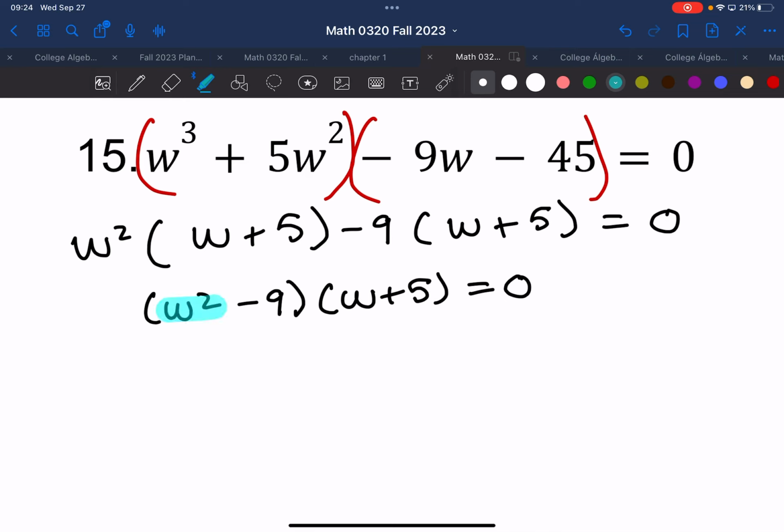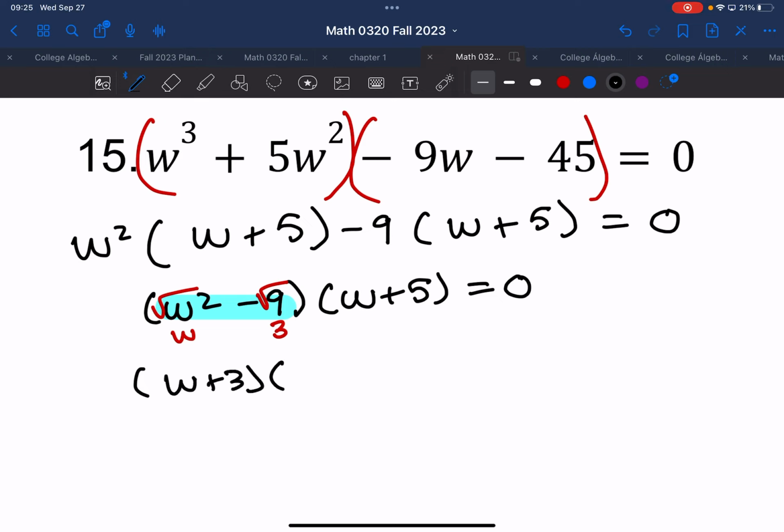Since this w squared minus 9 is a perfect square, we're going to take the square root of each term to be able to separate this into a smaller factor. So the square root of w squared is w, square root of 9 is 3. So I'm going to have the factors w plus 3, w minus 3, and w plus 5 equals 0. Now looking at all of my factors, it looks like everything is as factored as it can get. It's as simplified as possible.